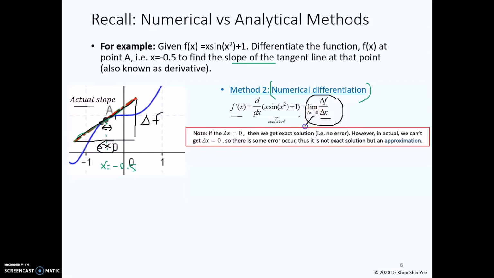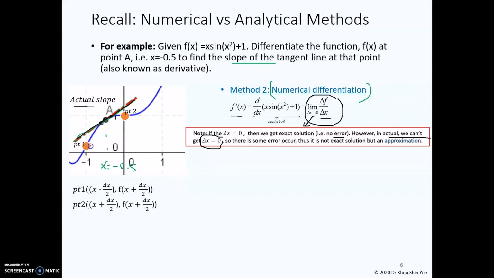So this limit is actually impractical in the actual situation, because in actual we can't get the delta x equal to 0. For example, in this case, the smallest delta x that you can obtain is by using these 2 points, where the delta x, which is the step size, is equal to 1 in this case. So by using this, we can approximate the slope by taking delta f divided by delta x.